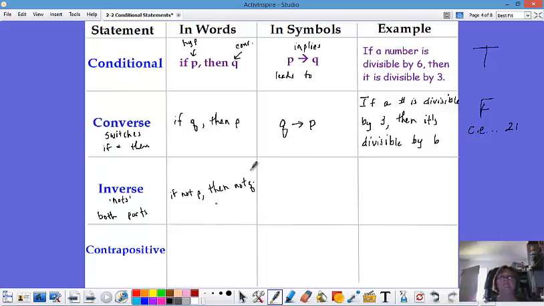Okay. In symbols, there is a symbol for the not in mathematics, so it's the tilde. Not P implies not Q. And in our situation, we're coming back up here, and we'd say if a number isn't divisible by 6, then it isn't divisible by 3. If a number isn't divisible by 6, then it's not divisible by 3. What do you think about that one?